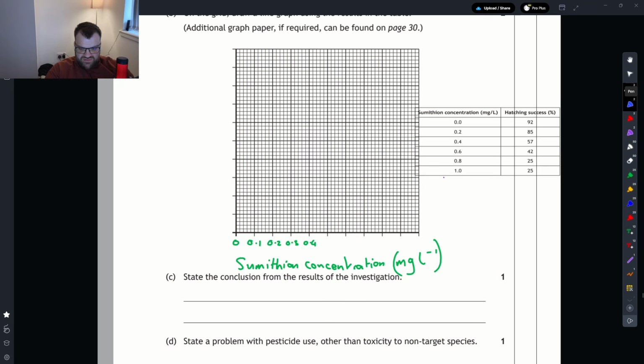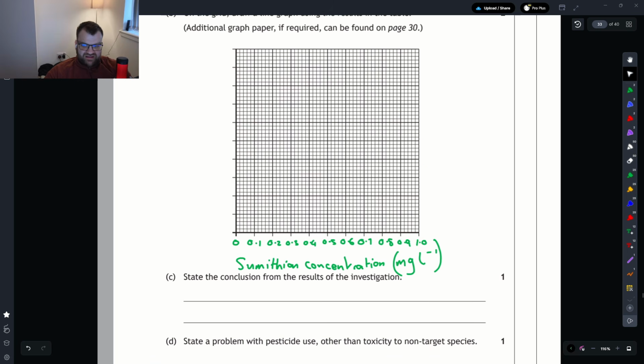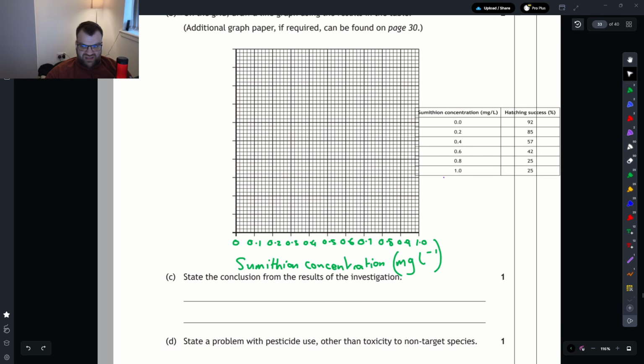I can squeeze these in. What you should be looking to do is to get the even scale going up the way, and it has to take up at least half of the page, half of the graph paper, which I have managed to do. Hatching success next, and it's looking like going up in 10s would probably be a good idea because we're going almost to 100. And then each little box makes it 2. So that should make it reasonably straightforward to put our numbers in, and we take up over half the page.